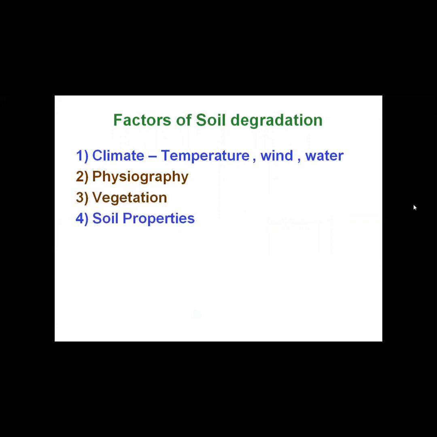In this, there may be the physical properties of the soil as well as the chemical properties of the soil. Fifth one is the land use pattern. How this land is used, whether it is used for the cultivation, whether it is used for the forest land, whether it is a barren land or whether it is a wasteland, according to land use pattern.